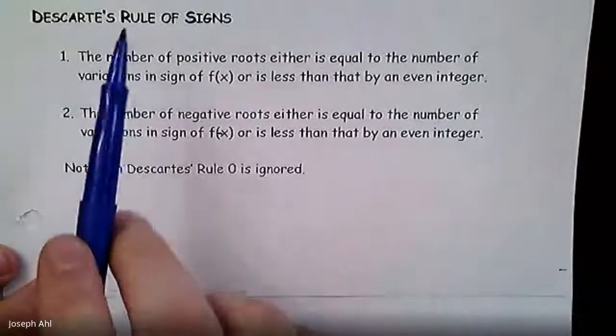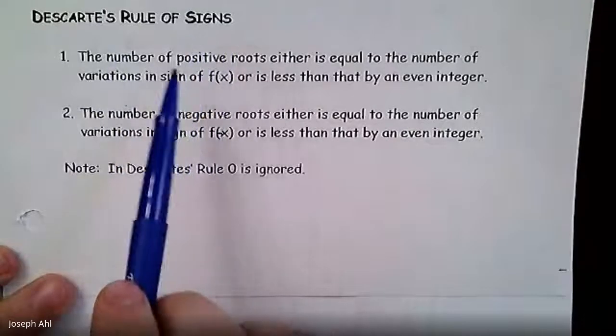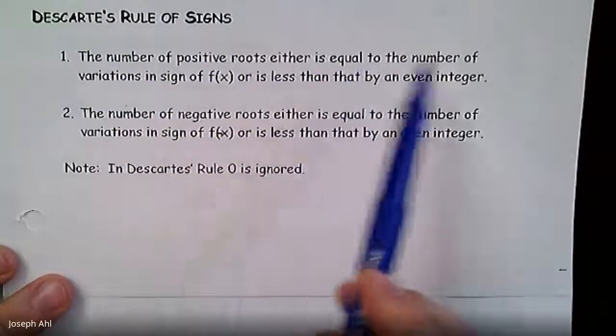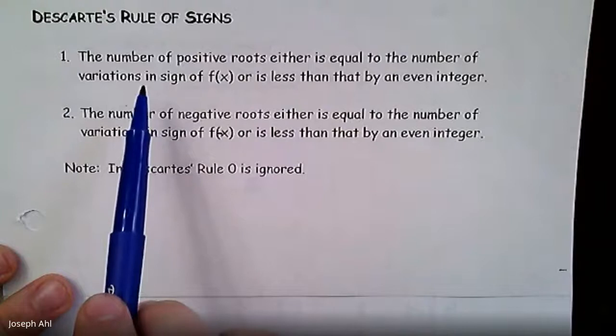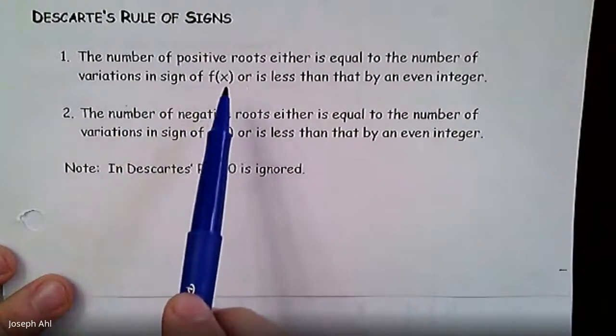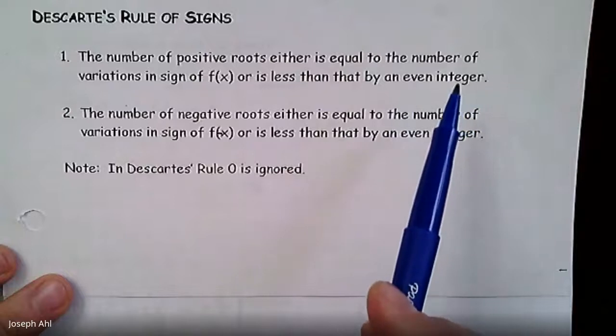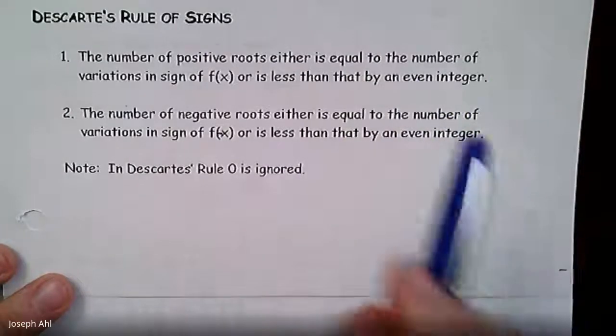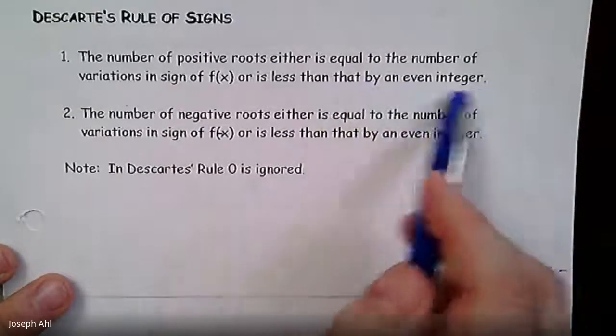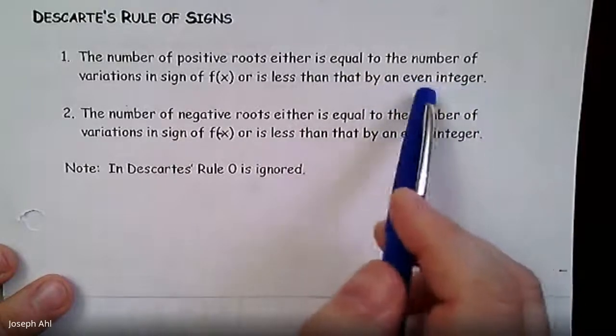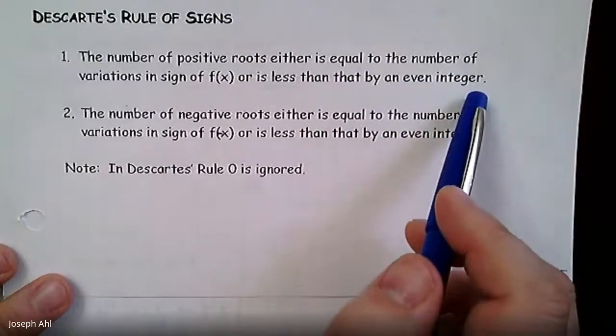Okay, so here's what Descartes' rule of signs says. The number of positive roots is equal to the number of variations in the sign of f of x, or can be less than that by an even integer. We're not going to really talk about that piece of it as much today. The less than that by an even integer, we'll recap over the next few days.